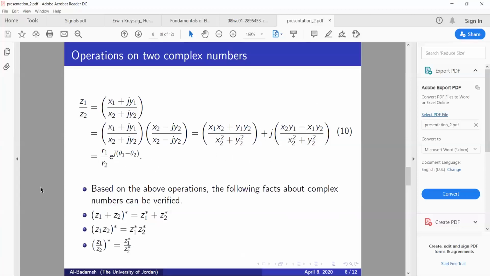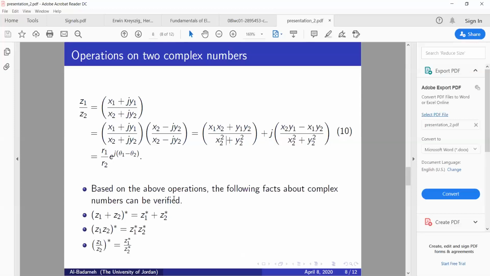It's a real quantity plus j times an imaginary quantity. Now, if we are given z1 and z2 in the polar form, then we can find z1 divided by z2 easily by having r1 e to the power j theta 1 divided by r2 e to the power j theta 2, and then in that case we can write r1 divided by r2 e to the power j (theta 1 minus theta 2).